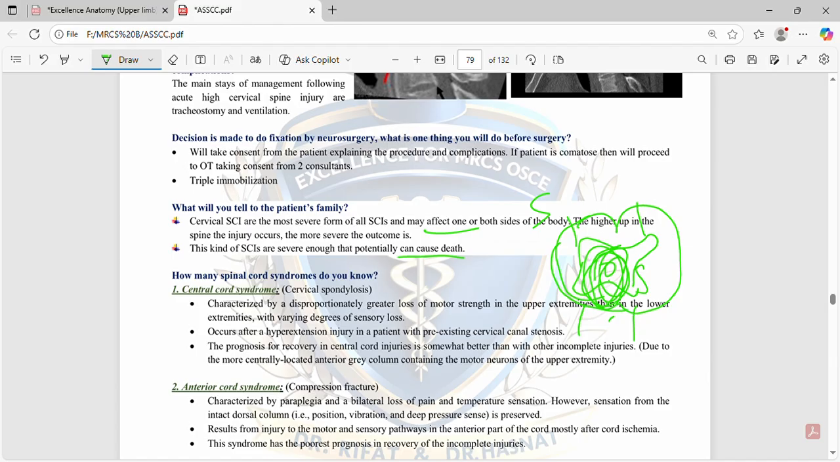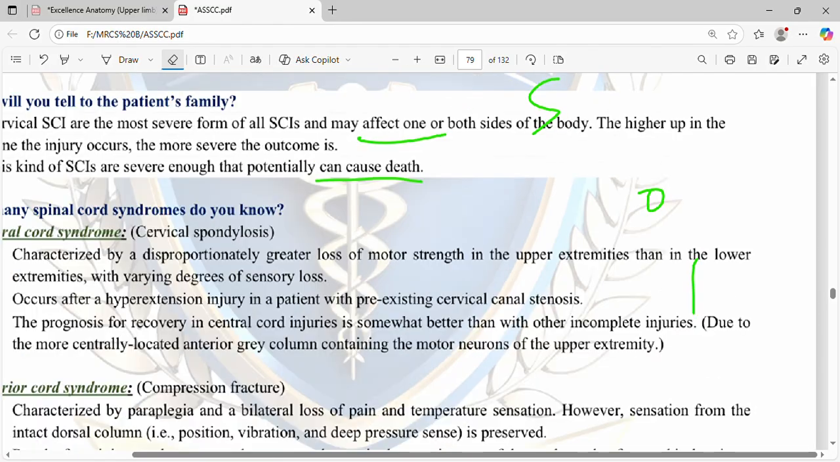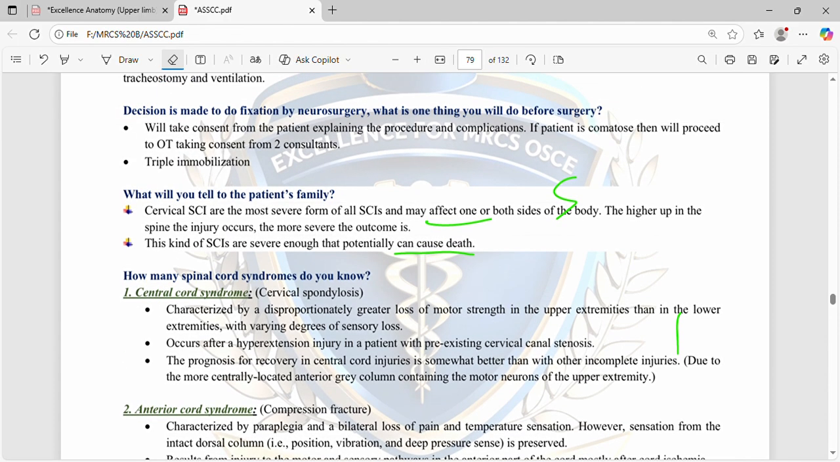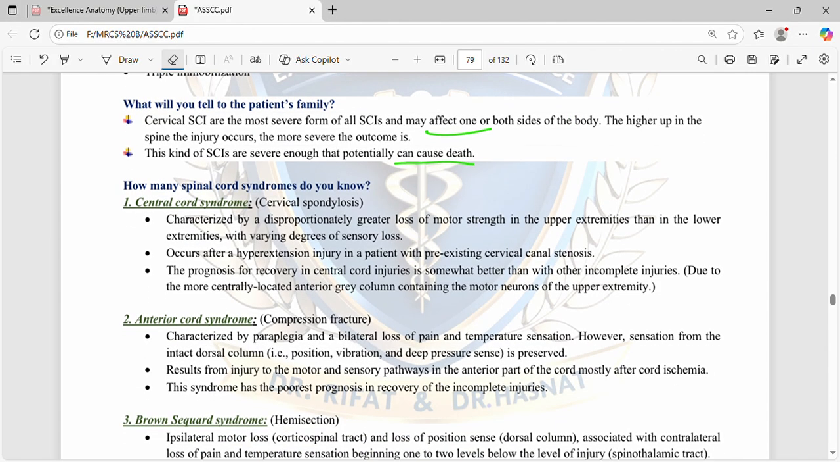loss of motor strength in the upper extremities than in the lower extremities. More in the upper extremities than in the lower, and there is a reason behind it: the fibers which supply the upper extremities are more towards the center as compared to the lower limbs. In central cord syndrome, the center is damaged, and that's why the upper limb is more affected than the lower limb, with varying degrees of sensory loss.